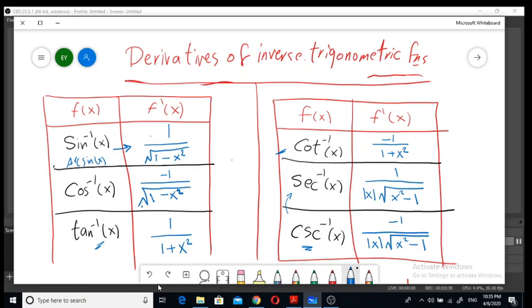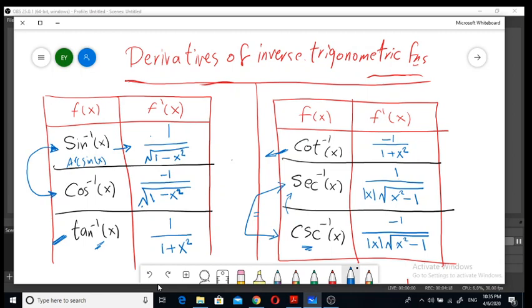So we can deduce that sine inverse of x and cosine inverse of x have the same derivatives, but we have negative 1 at the top in cosine inverse of x. And tan inverse of x is like cotan inverse of x, but we have negative 1. Sec inverse of x is like cosec inverse of x, with the equivalent derivative, but we have negative 1 at the top.